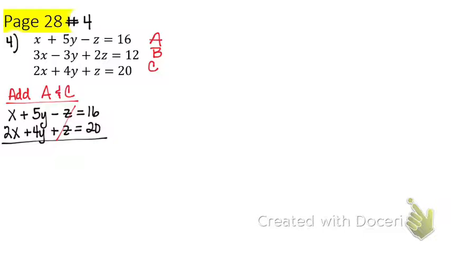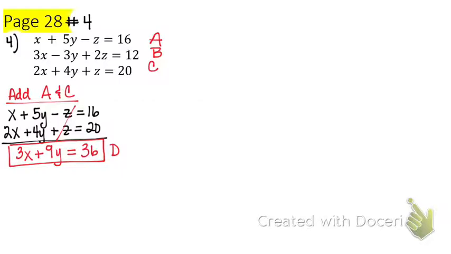So what is X plus 2X? 5Y plus 4Y? 9Y. The Z canceled, and 16 plus 20, 36. Okay, so I'm going to put this to the side. I can't do anything with that right now. And now we need to figure out a plan to get rid of Z again.